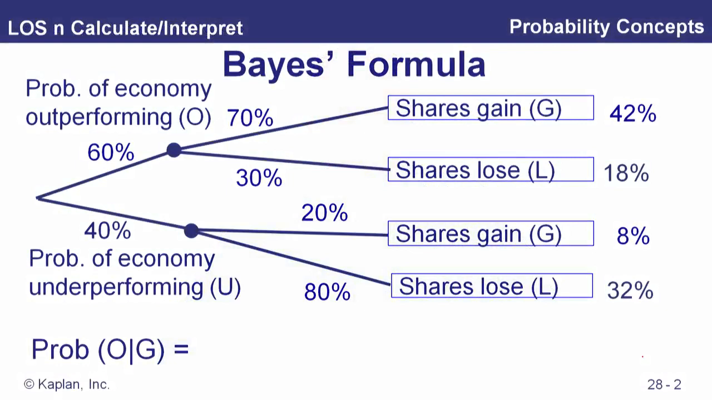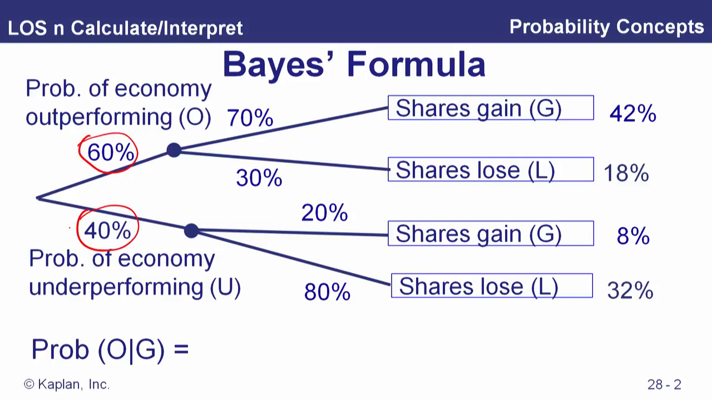And Bayes' formula, everybody's favorite. What's the idea of Bayes? Well, the idea of Bayes' formula is that if we had some more information, we could update our expectation of probabilities. So we've drawn a tree here. We've got the probability of the economy outperforming, probability of O, and we've got the probability of underperforming. So the probability of outperformance is 60. The probability of underperformance is 40.